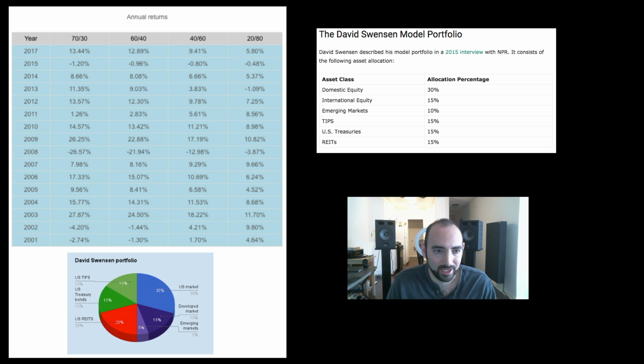So let's just look at the annual returns for the past few years. And let's stick with the 60-40. In 2017, the portfolio grew 13%. In 2015, it didn't do so well. It went down by 1%. In 2014, it grew by 8%. In 2013, 9%, etc.